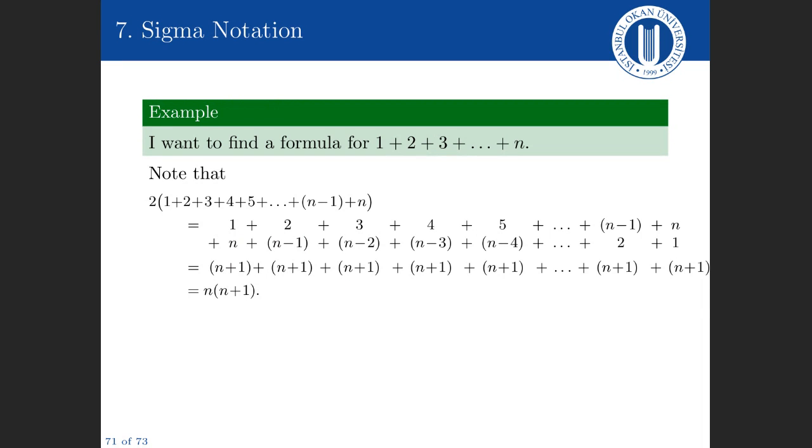How many n plus 1s do we have? We have n of them. So we have n multiplied by n plus 1. To finish, we can divide by 2. The sum from k equal to 1 to n of k is n multiplied by n plus 1 divided by 2. We will need this formula when we do calculus.